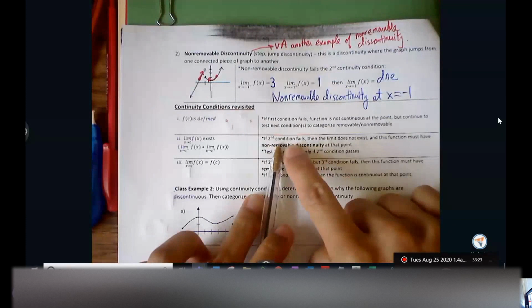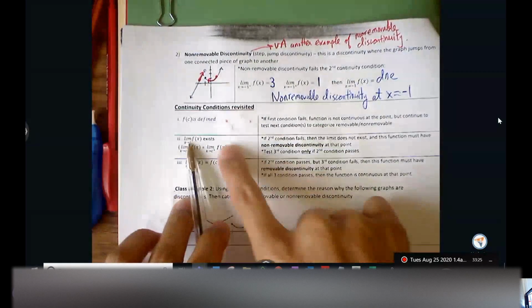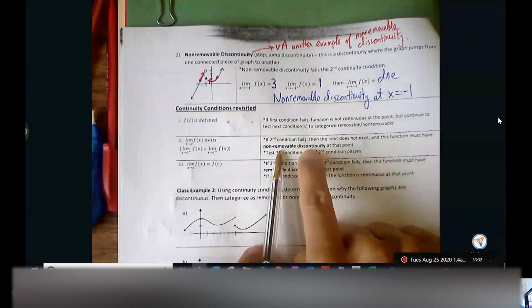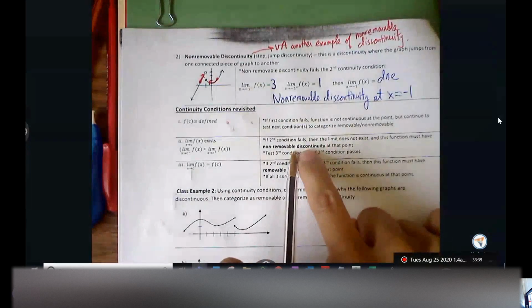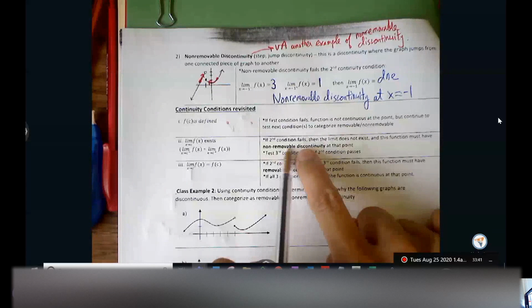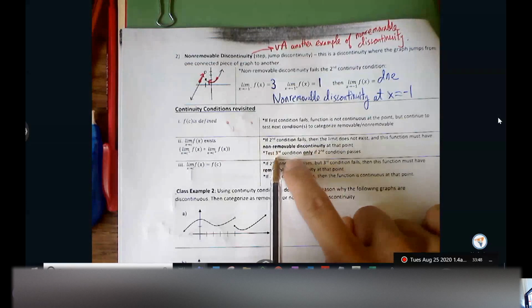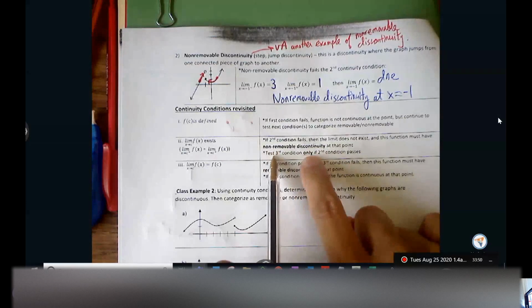The second condition is where we test for the limits. If the limit fails, then we can stop because we know exactly what type of discontinuity it is. It's going to have to be disconnected graphs, either like this or like a vertical asymptote. So if your second condition fails, you know exactly what type of discontinuity, and there's no need to move any further. But if the second condition passes, then we're going to continue searching for a discontinuity. We're going to go to that third condition.